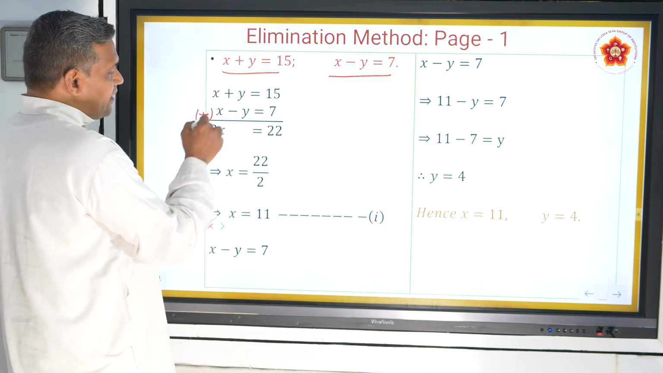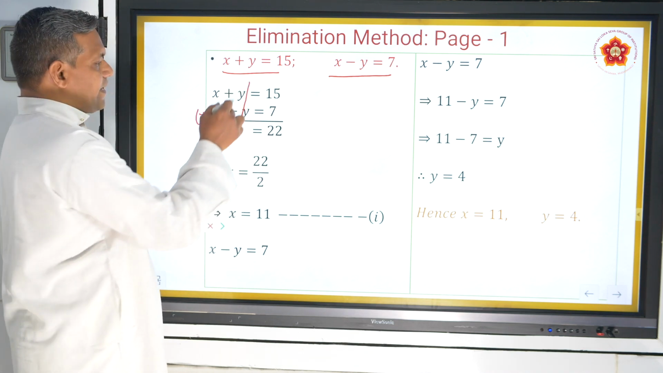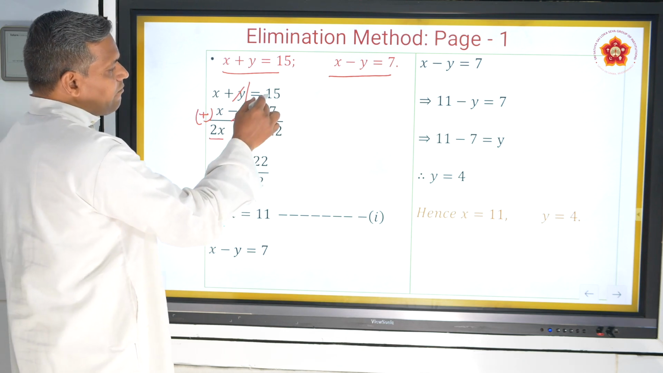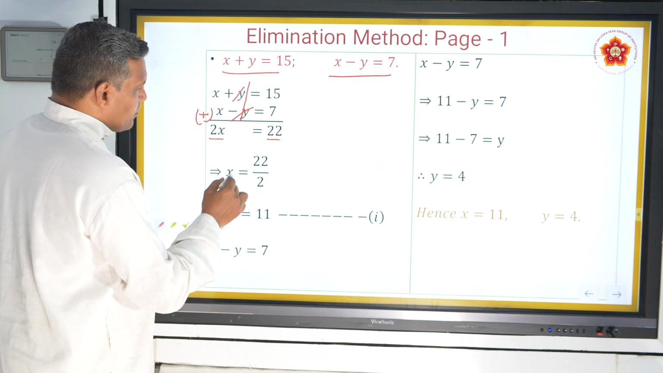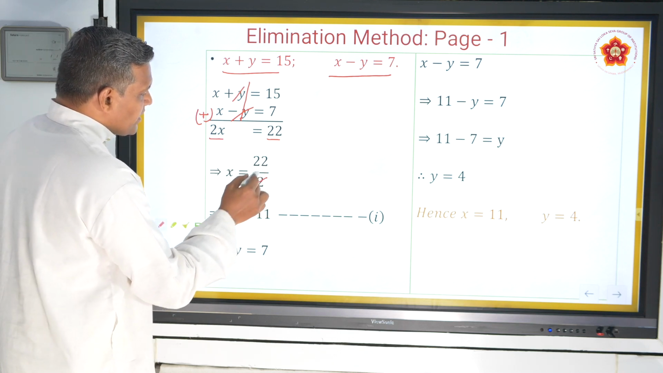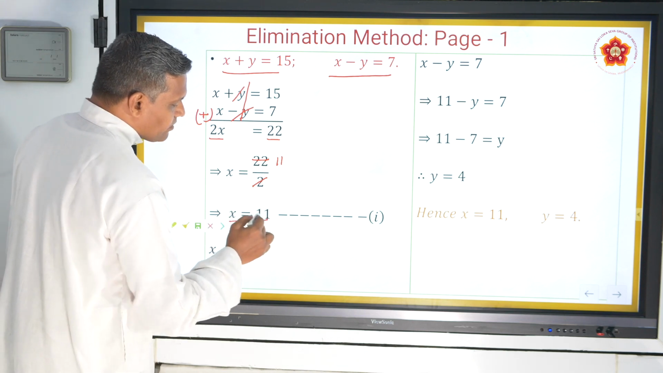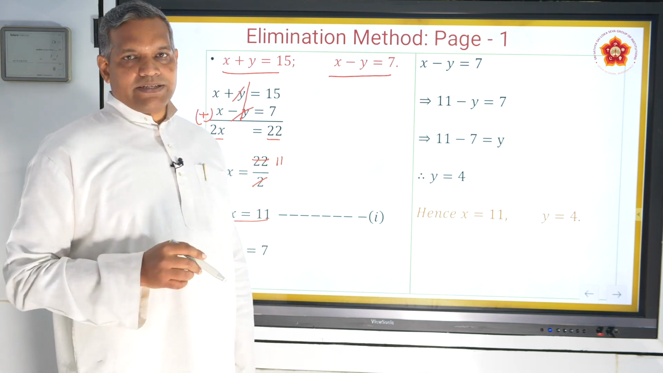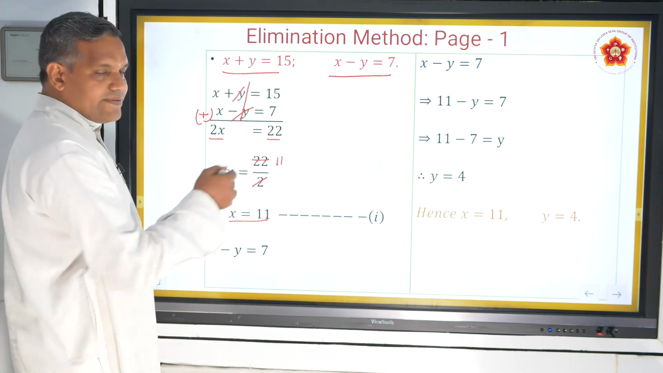I'll try adding both the equations. Plus y minus y cancels, you know it. Plus y cancels with the minus y. What remains? 2x is equal to 15 plus 7, which is 22. So now x is equal to 22 over 2. 2 elevens are 22. Now what is the x value? Hence, therefore, x is equal to 11. Did you understand the ease of working with this method? You just eliminated y and you got 2x is equal to 22, x is 11.